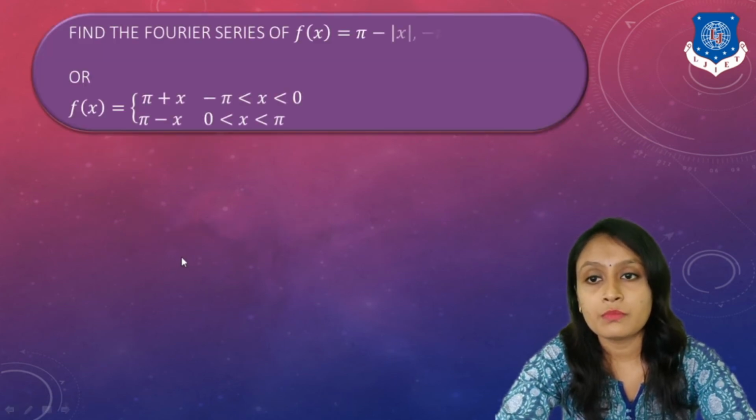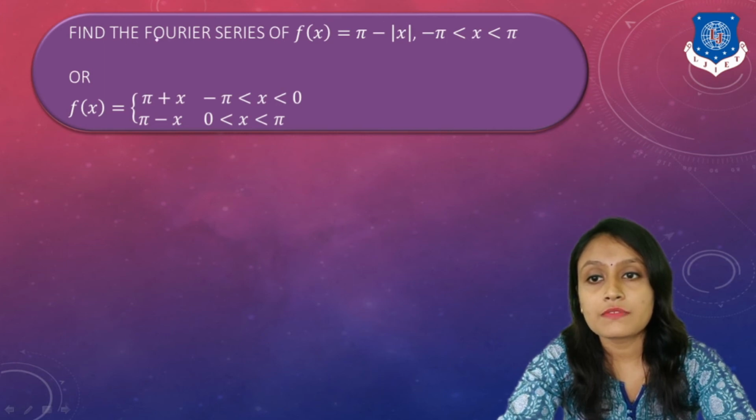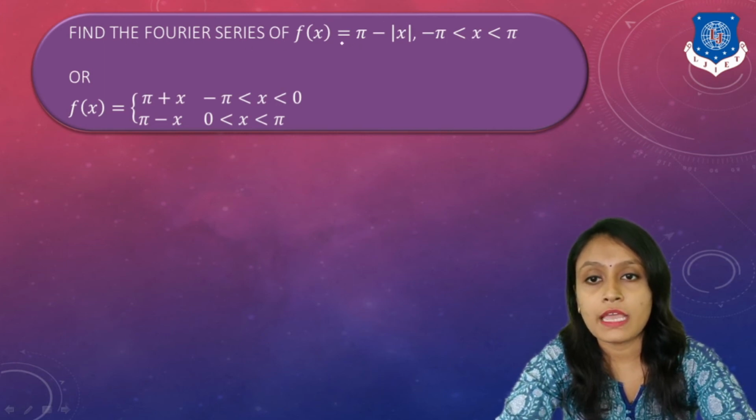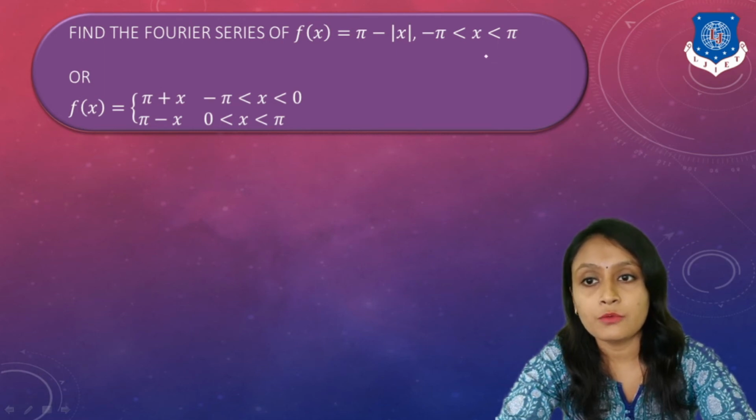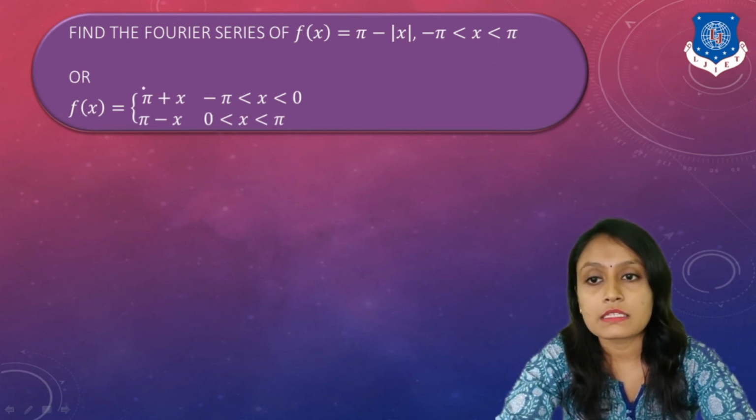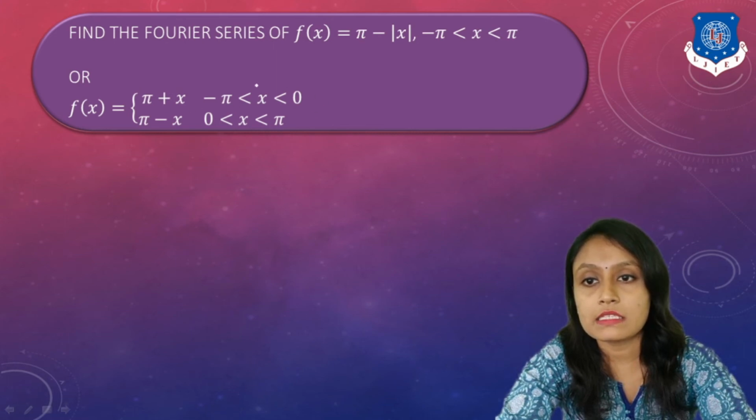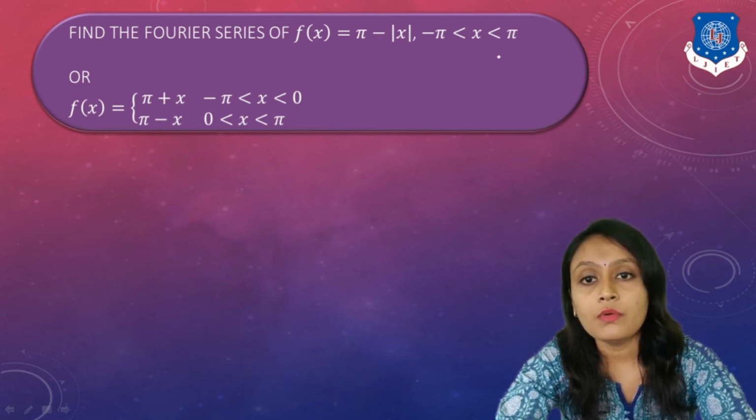Now let's see one more example. The question is, find the Fourier series of the function fx equal to x minus mod x in the interval minus pi to pi. The question can also be asked in the form of fx equal to pi plus x and pi minus x in this interval. That is, in the interval minus pi to 0 the value of the function is pi plus x, and in the interval 0 to pi the value of the function is pi minus x. So the question can be asked in any form. Now here you can see the interval is minus pi to pi.